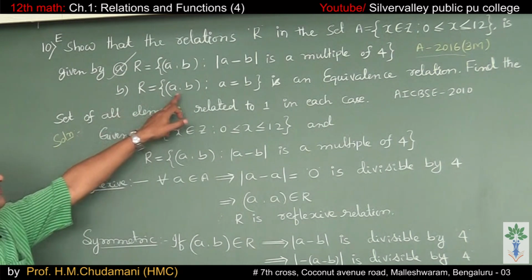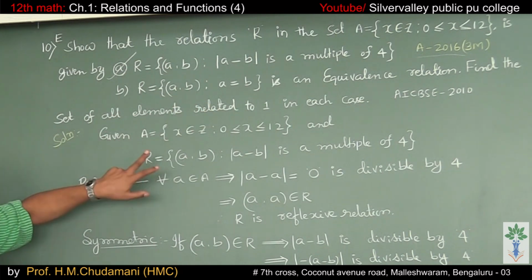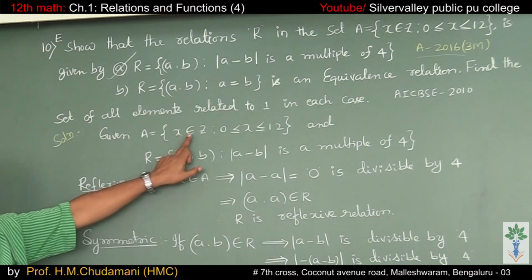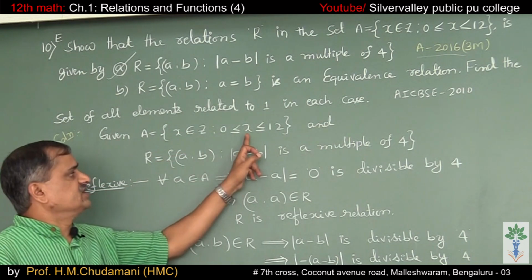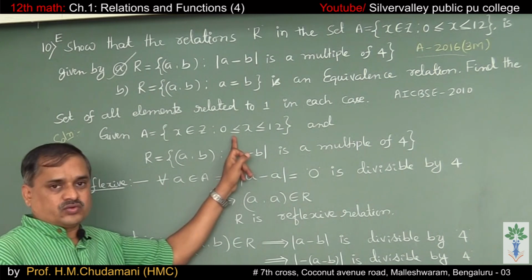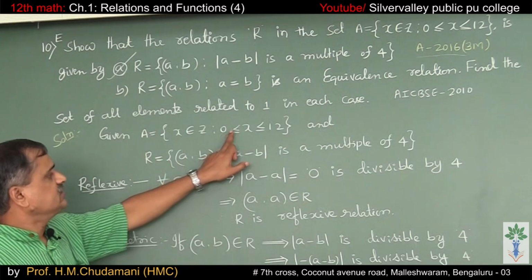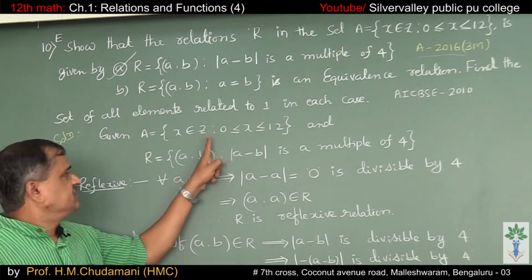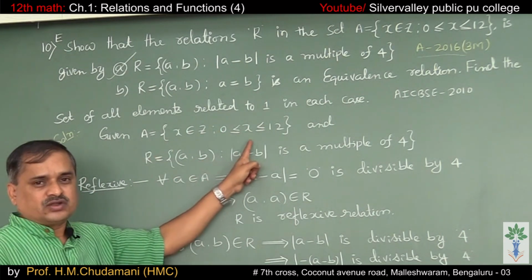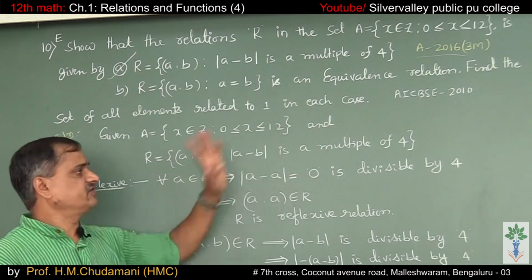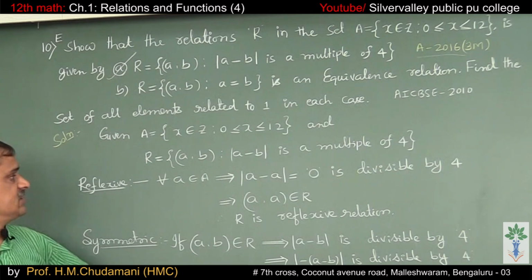The other is left as a practice problem. Given A is equal to the set of integers x such that x is greater than or equal to 0 and less than or equal to 12. That means including 0, including 12. That means the set A becomes {0, 1, 2, 3, 4, 5, 6, 7, 8, 9, 10, 11, 12}. That is the given set, right?